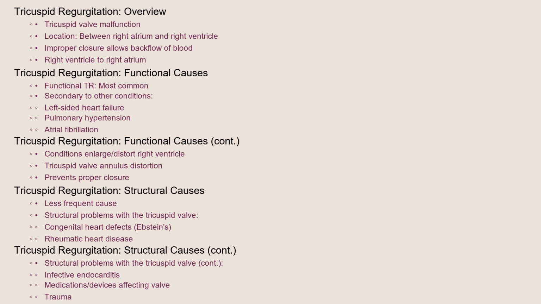Less frequently, tricuspid regurgitation can be caused by structural problems with the tricuspid valve itself. These structural problems can include congenital heart defects like Ebstein's anomaly, rheumatic heart disease which can damage the valve leaflets, infective endocarditis, certain medications or devices that directly affect the valve, or even trauma.